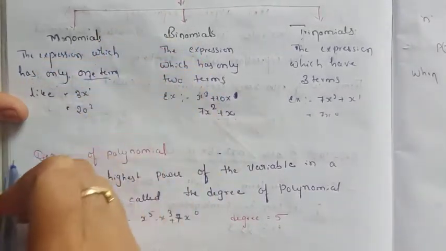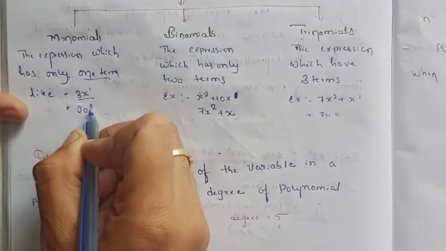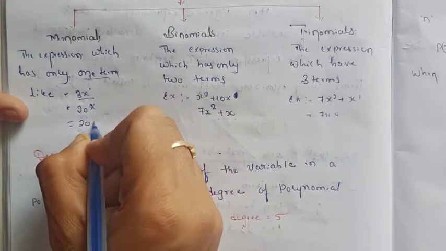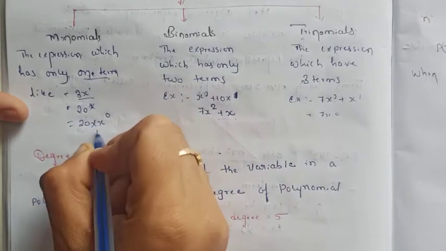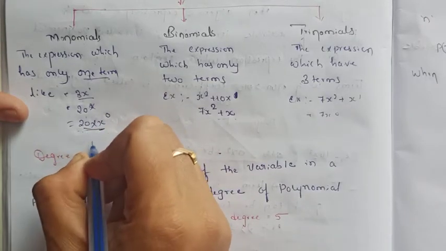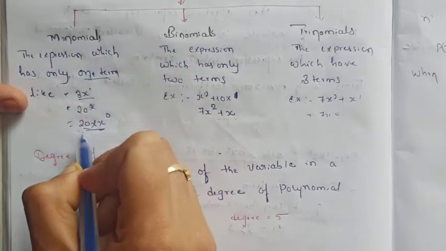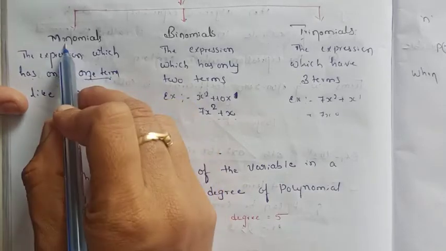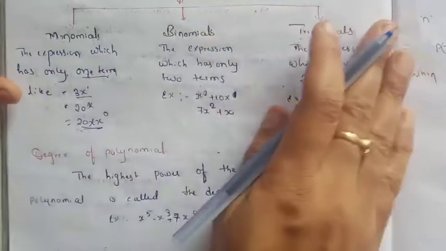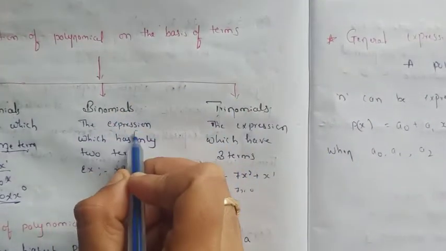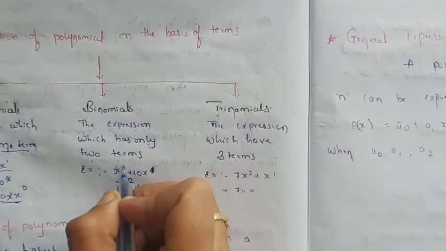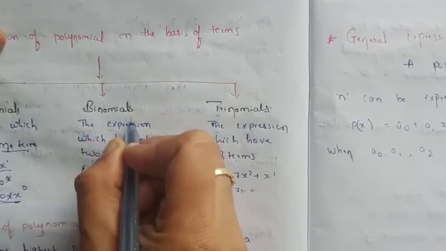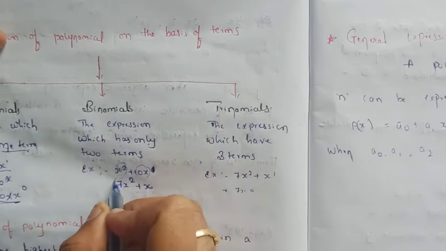Then we call it a monomial, meaning 3x, 20x, or 20 is also a monomial. Why? Because it is 20 x to the power 0, meaning only one term. So we call it a single number or variable. It should be a term. Only one term, we call a monomial. A binomial means an expression which has only two terms. Two terms means this one term and this one term, and then only we say it is a binomial. x square plus 10x means two terms.